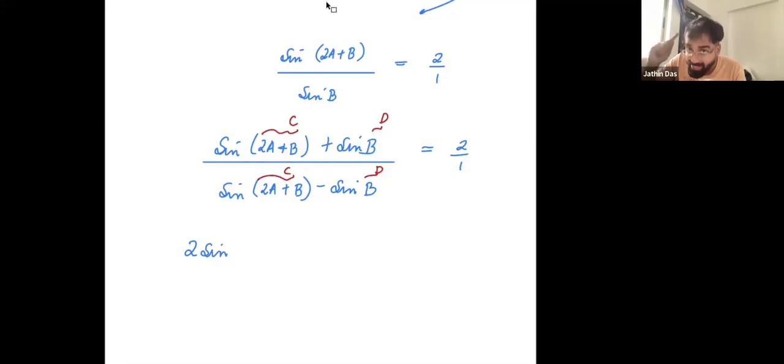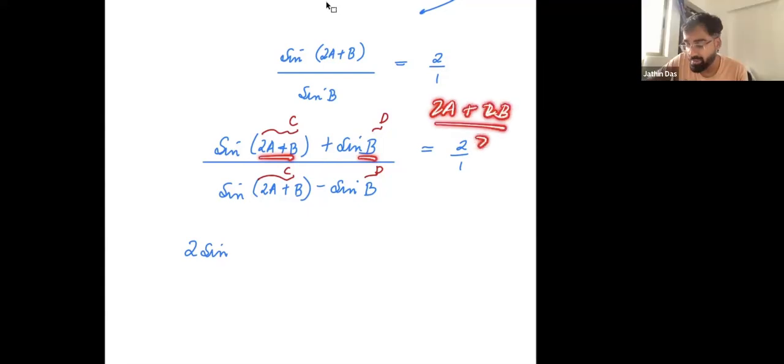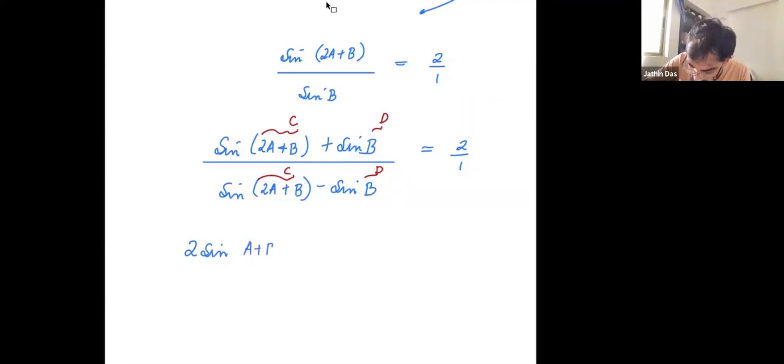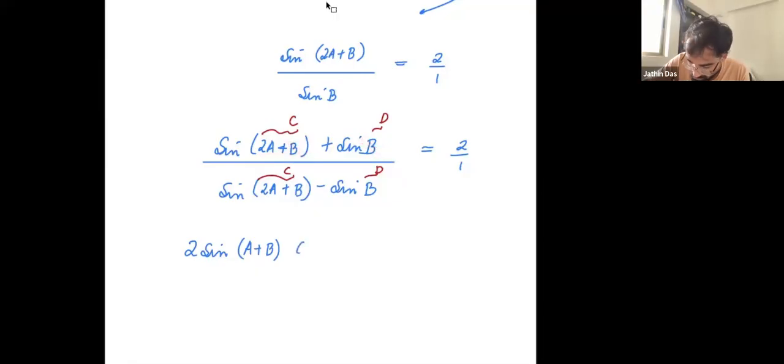c plus d added. What is c plus d? 2a plus 2b. Correct? Its half is a plus b. So directly you can write a plus b. Like that you have to start doing. Then c minus d. So this will get cancelled. So directly sine 2a, half of 2a is a. So directly cos a.